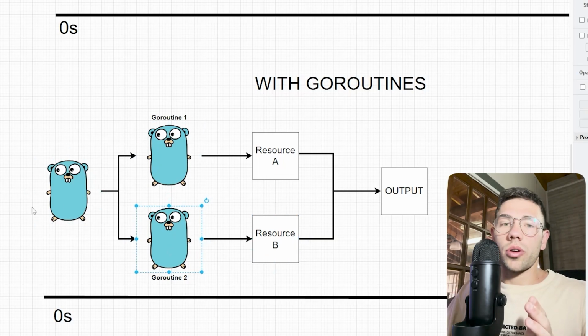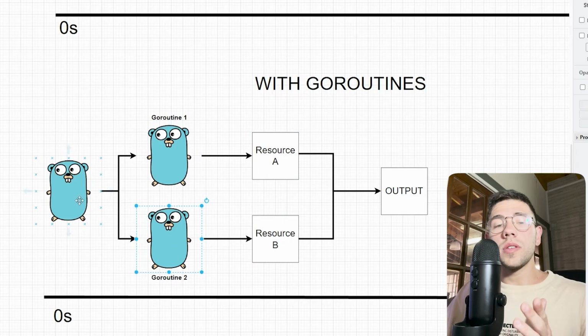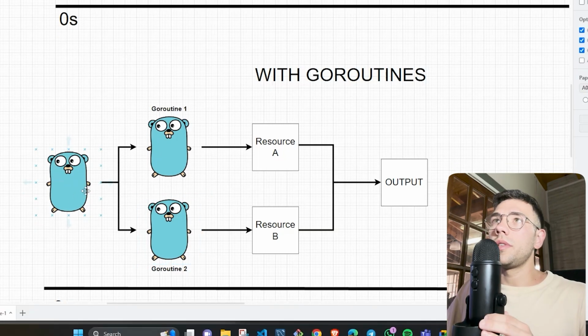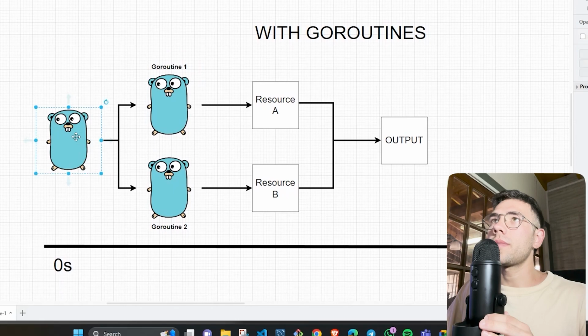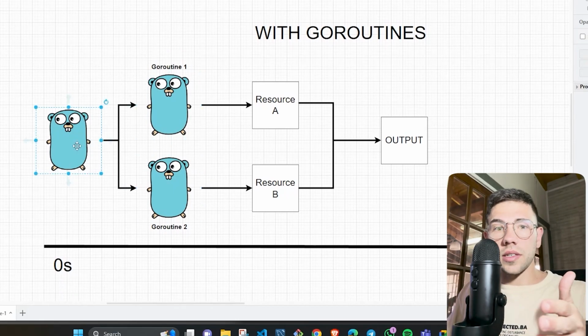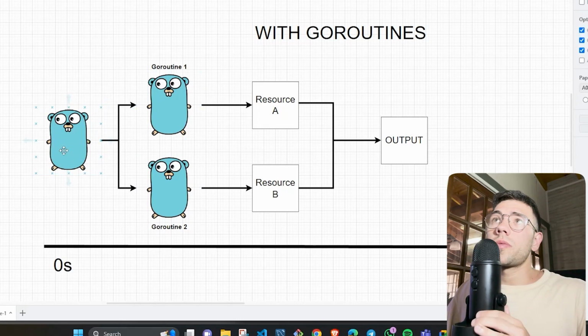But how does our main program know that this coroutine ends or that coroutine ends? Because this main coroutine will have to wait for those coroutines to end. But how does the main program know that? Well, that's where wait groups come in. Wait groups allow the main coroutine, the main program, to wait for all the coroutines that it executes. So with wait groups, this main coroutine can wait for this resource and this other resource.